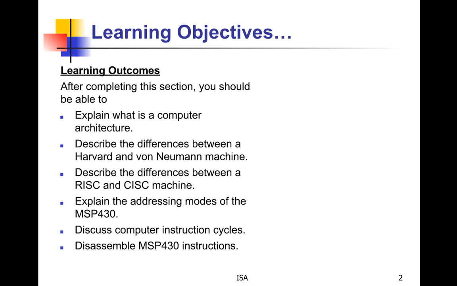So here are some learning objectives for instruction set architecture. We want to explain what is computer architecture, describe the differences between a Harvard and a von Neumann machine, describe the differences between a RISC and a complex instruction set architecture, explain the addressing modes of the MSP430, discuss computer instruction cycles, and be able to disassemble MSP430 instructions.